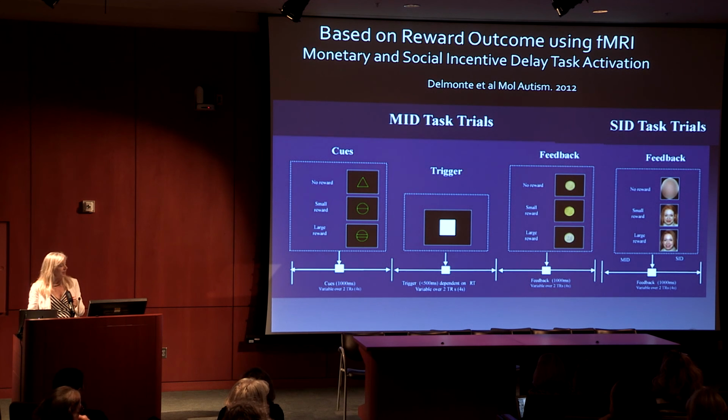In the monetary incentive delay task, which is this one, you see a cue that says, if you see this, you're not going to get a reward. If you see this, you're going to get a small reward. But if you see this, you're going to get a big reward. Then you get the trigger, you press the button as fast as you possibly can. And then you have a feedback stage where you see either nothing, a small, or a large. You can't really see very well, but it's indicated how big your reward is. So that's a monetary reward task.